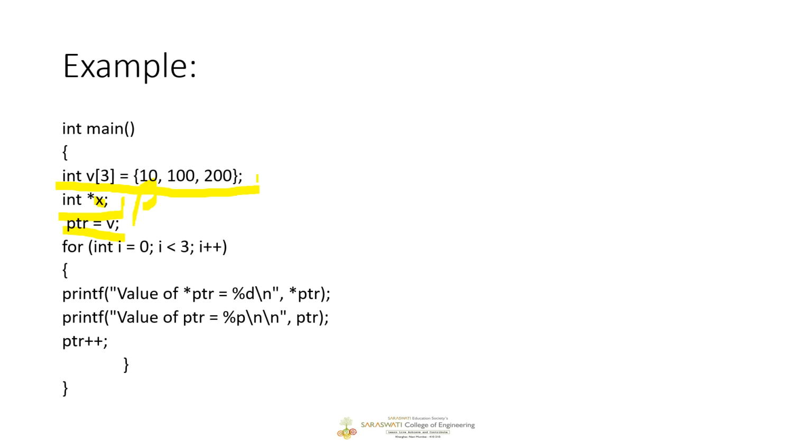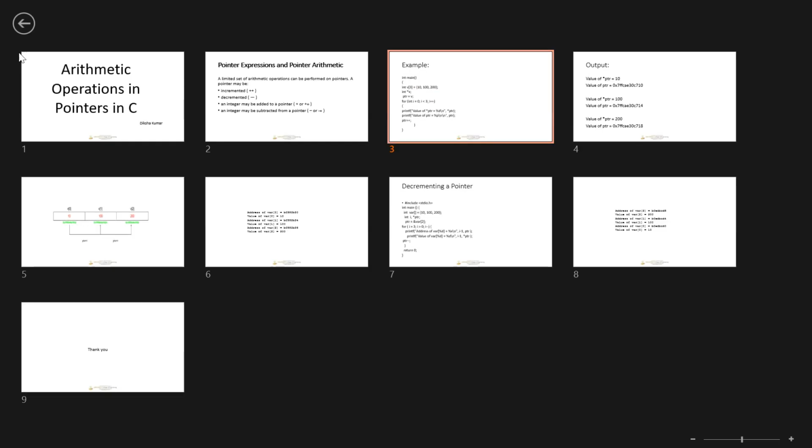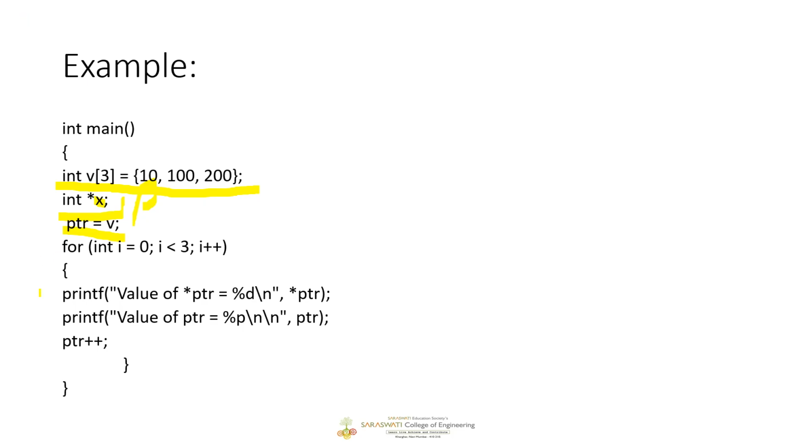In this loop I'm using two printf functions, so we are printing inside this for loop. The first printf will print the value of star ptr. We have already seen this in the previous video. What is star ptr? Star is the value-of operator, and ptr is holding an address. So star ptr means the value at the address held in ptr. This will print the value at the pointer.